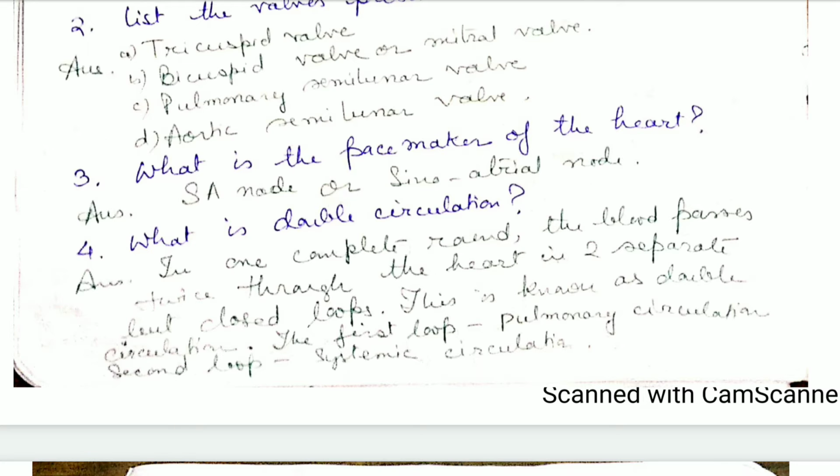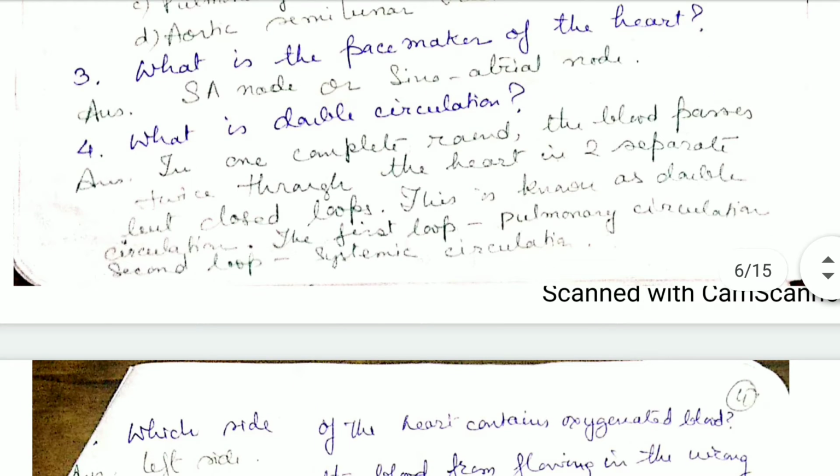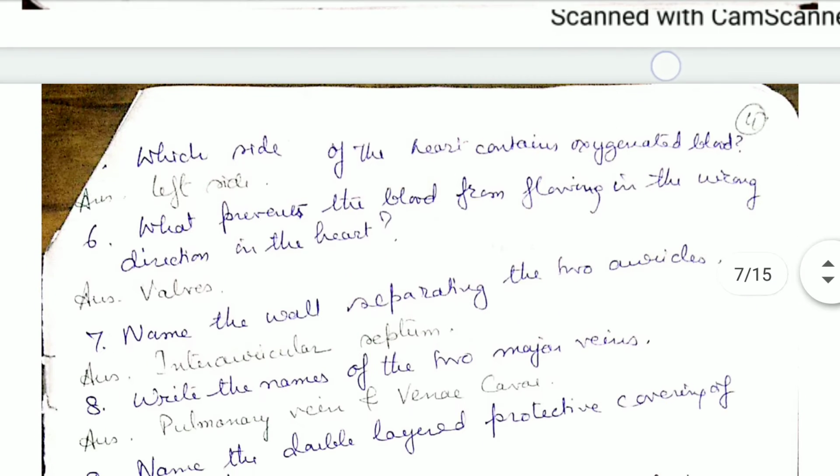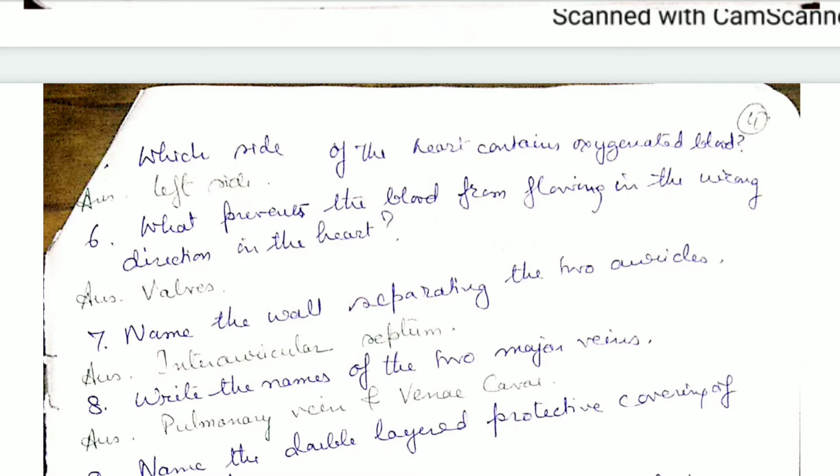Now, what is double circulation? It is one complete round in which the blood passes twice through the heart in 2 separate but closed loops. This is known as double circulation. The first loop is pulmonary circulation and the second loop is systemic circulation. Then next question, which side of the heart contains the oxygenated blood? It is the left side of the heart.